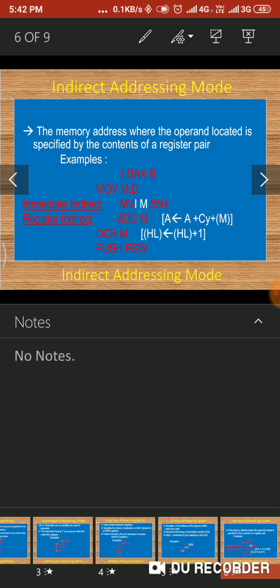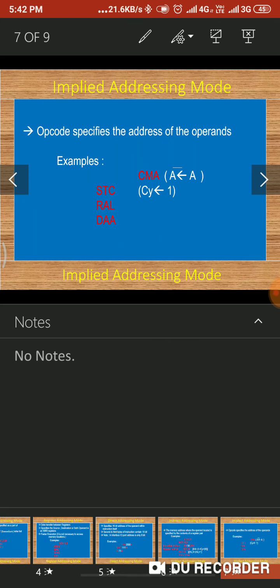Similarly, some more examples: ADC M, that is addition with carry using the memory address. Then DCR M, that is decrementing the value at the memory location pointed to by the HL register pair. Then PUSH PSW, that is pushing the program status word. These PSW instructions have a default addressing, that is the indirect addressing mode. Okay.